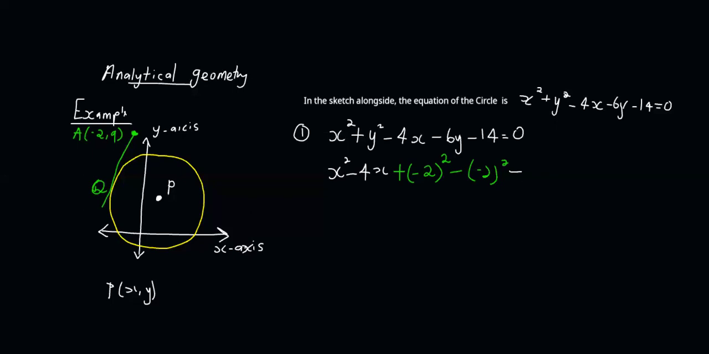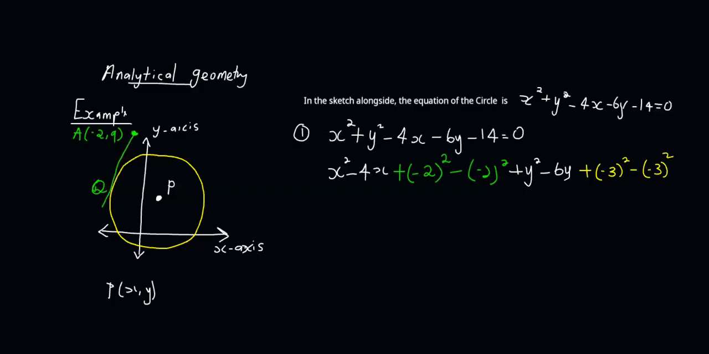Half of the middle term, which is going to be negative 3. You square it, subtract half of the middle term, which is negative 3. You square it. And then lastly, we have negative 14 there. So we'll say minus 14 is equals to 0.